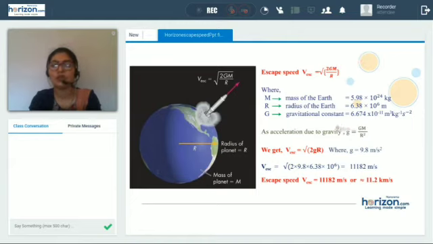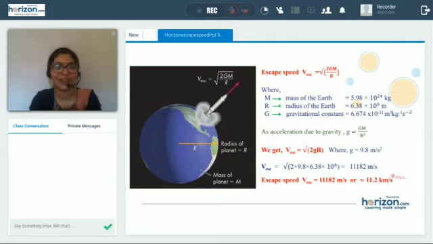As we know, acceleration due to gravity is given by GM by R square. Using this formula, we get V escape equals the square root of 2gR, and using the different values we get 11.2 kilometers per second, which is fixed for all objects. That means any object thrown with 11.2 kilometers per second will never come back. This is the situation with the rocket.